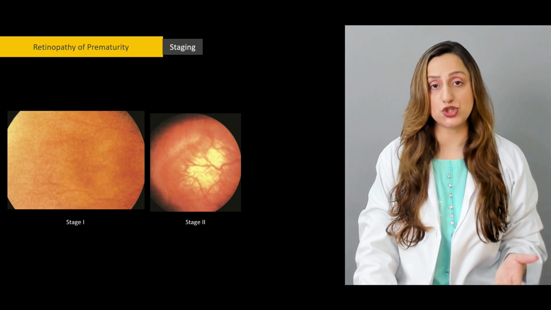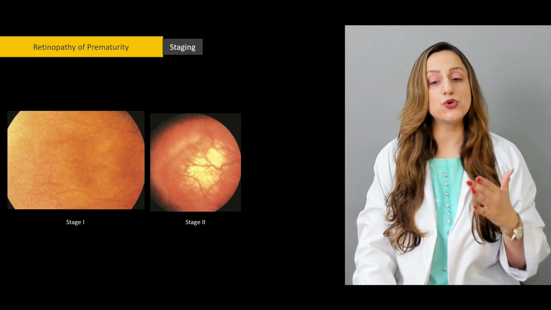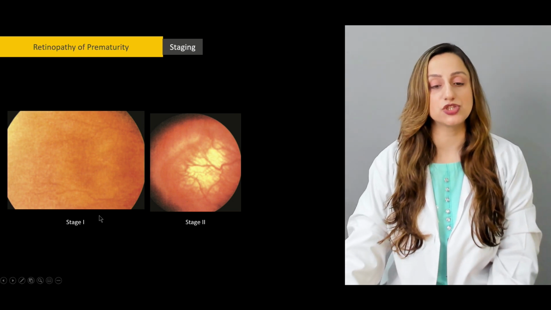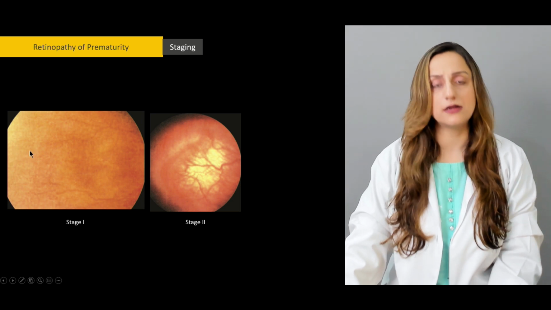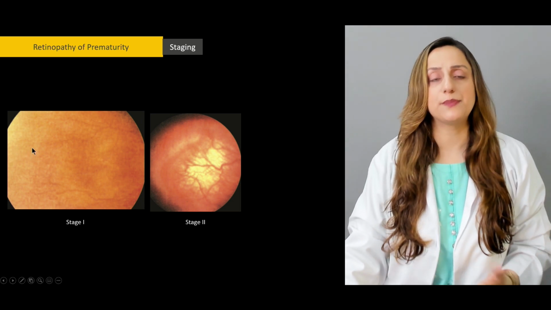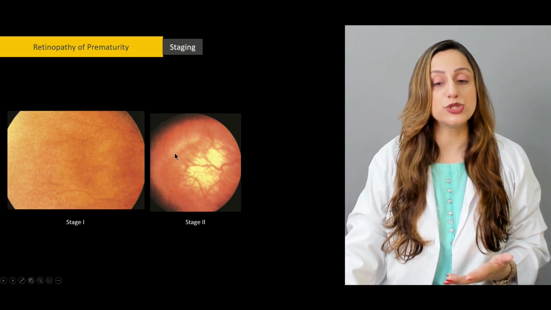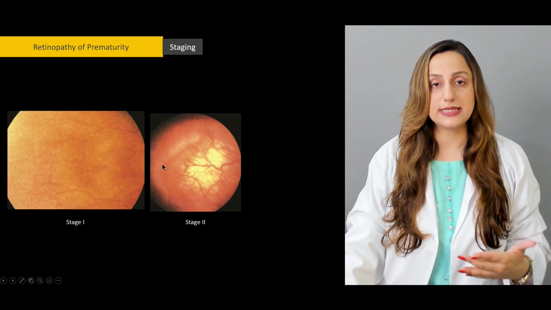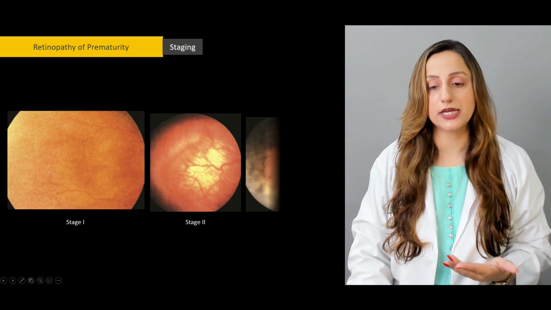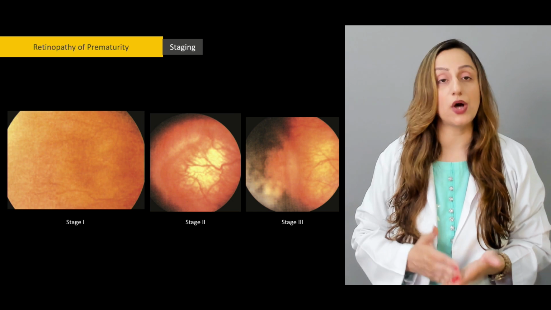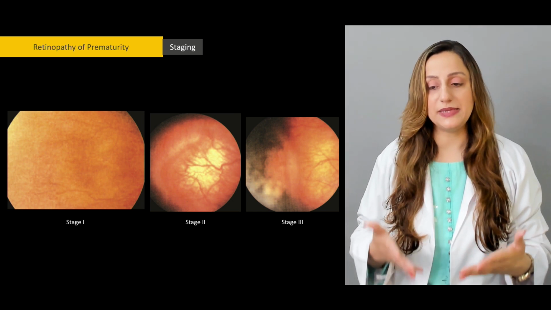Then we have stage 2, in which we have a complete ridge being formed. This demarcation line, as we saw, was quite pale in color. You cannot really appreciate it here, but as you can see, this is a complete ridge being formed, and that is characteristic of the demarcation line between a pale fundus and, on the other hand, the neovascularization taking place.